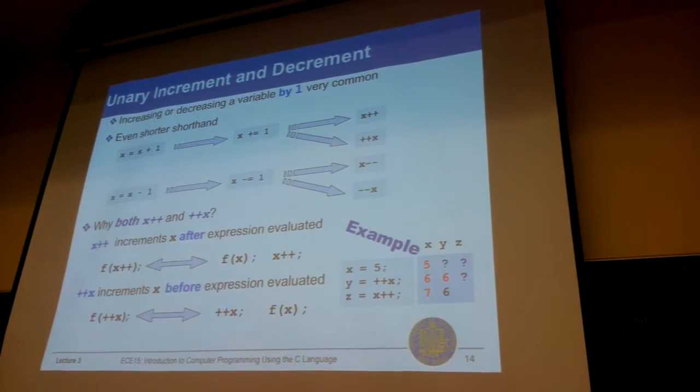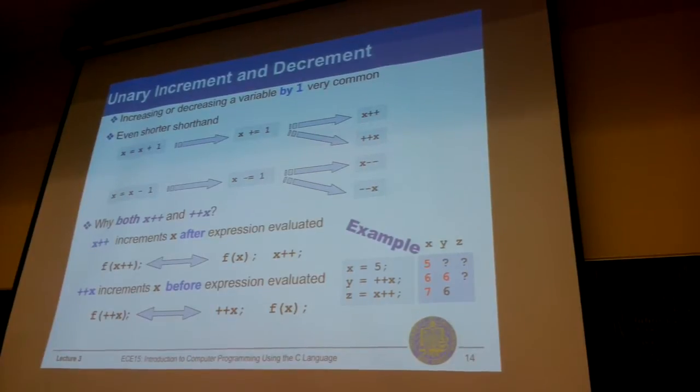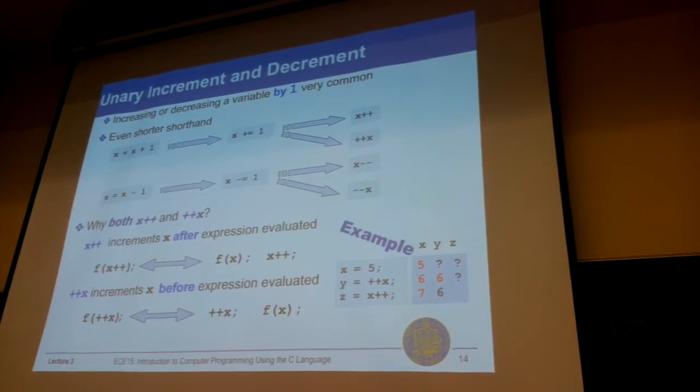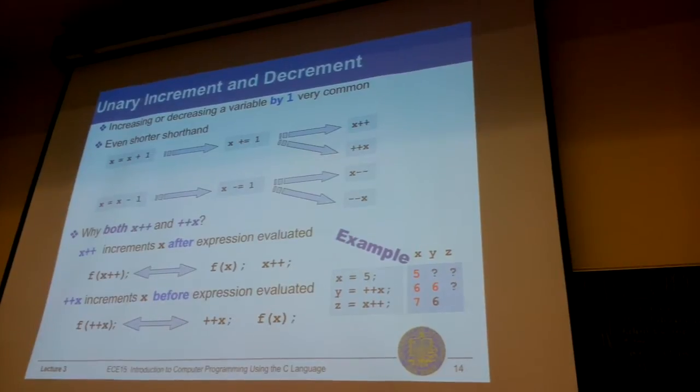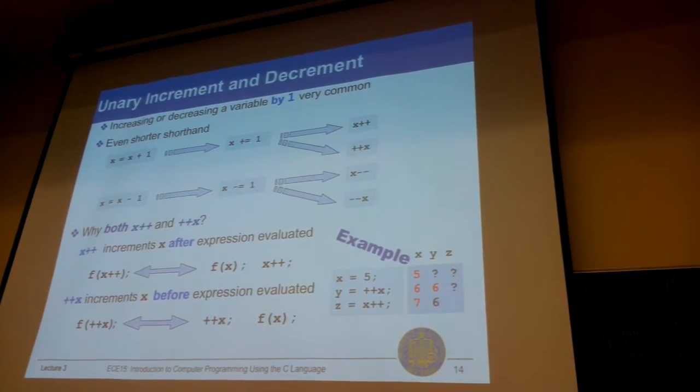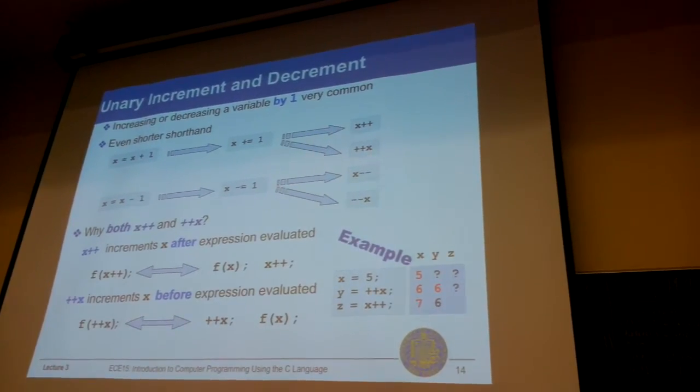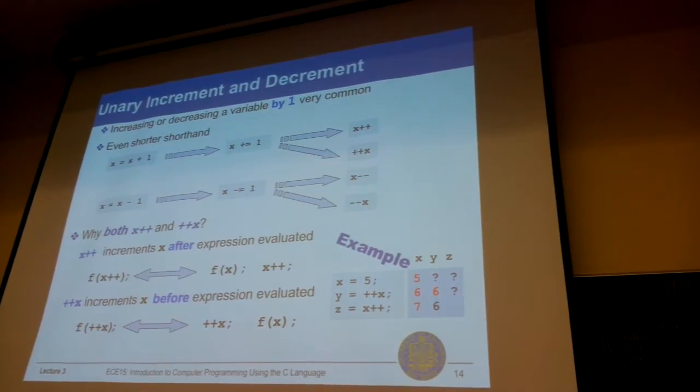Y is still set to 6, right, because we haven't done anything to y. Any guesses as to what z would be? I see we have a few different options here, so I'm going to take a poll. If you think z is equal to 5, select A. If you think it's equal to 6, select B. If you think it's equal to 7, select C. And if you think none of those are correct, select D.